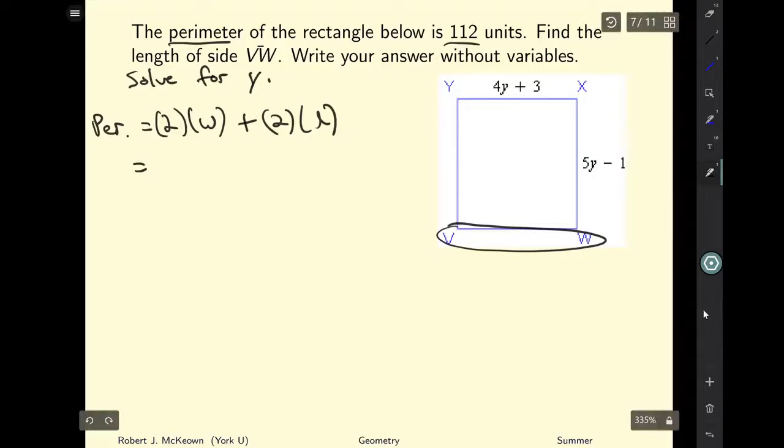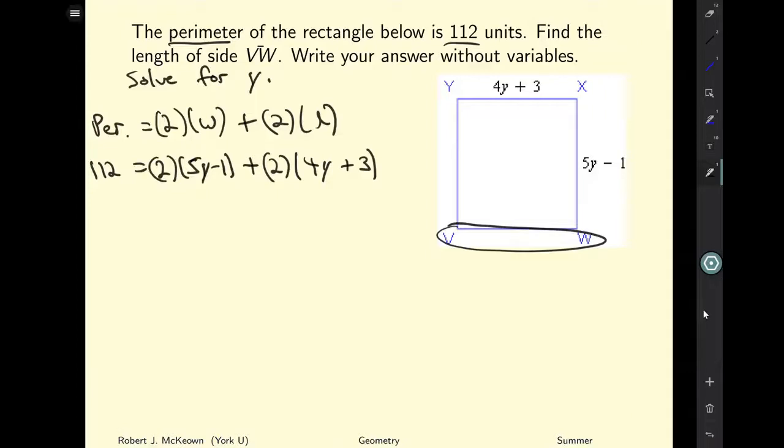Now, we know that the perimeter is equal to 112, and we know that the side XW is equal to 5y minus 1, and we know that the side VW is equal to 4y plus 3.